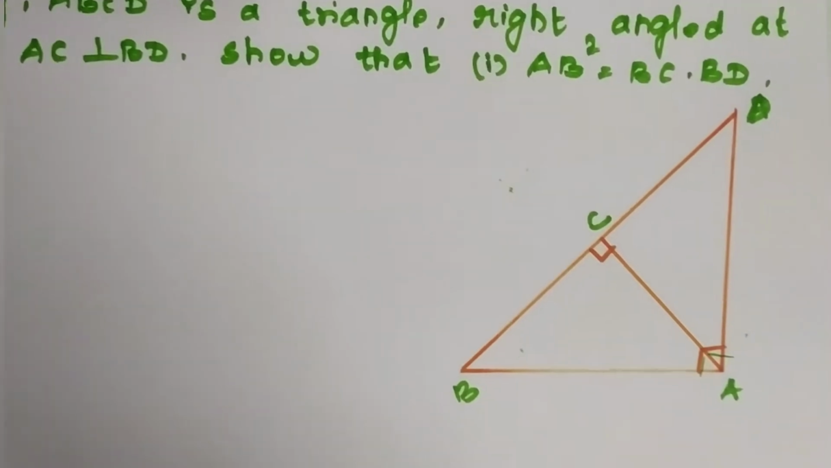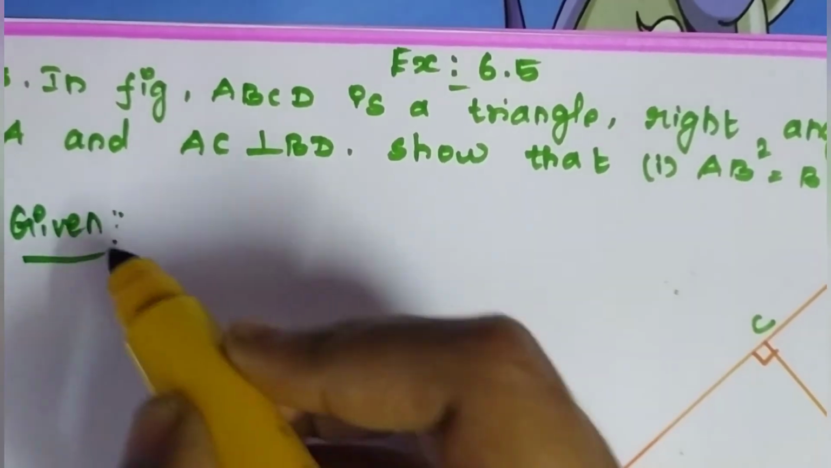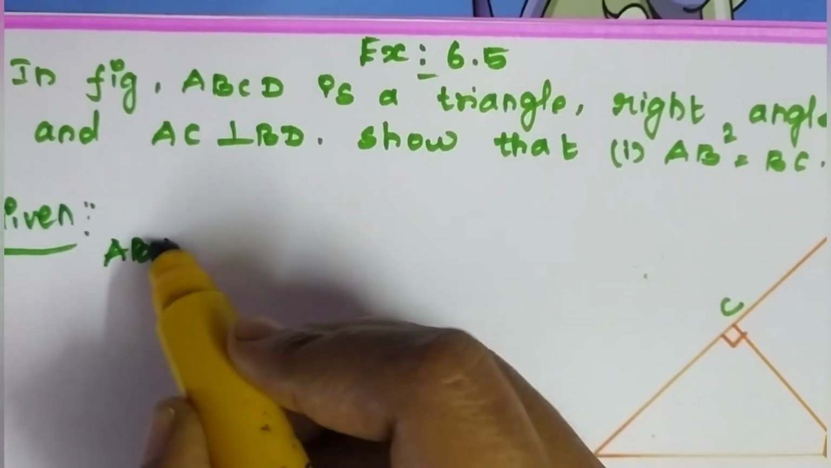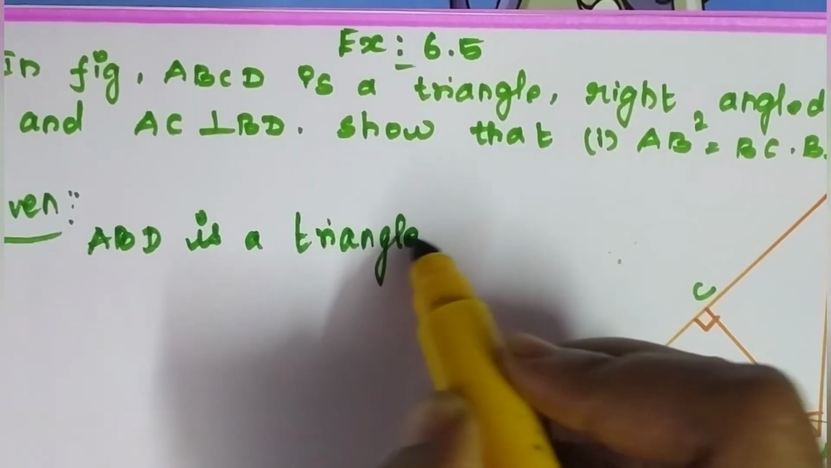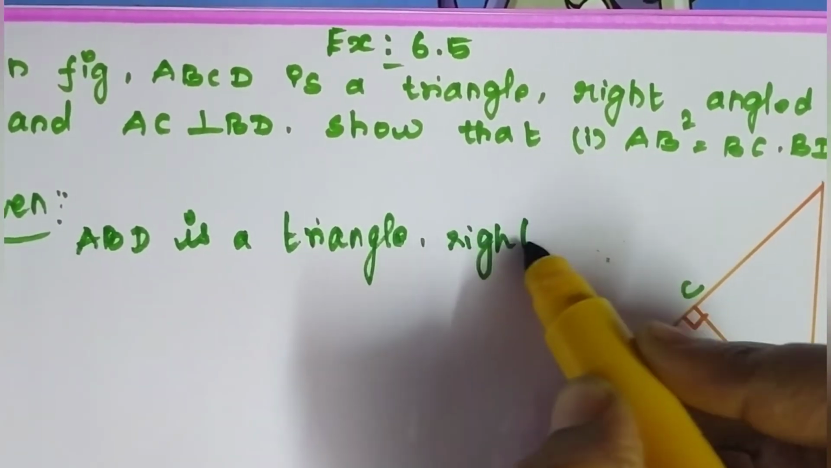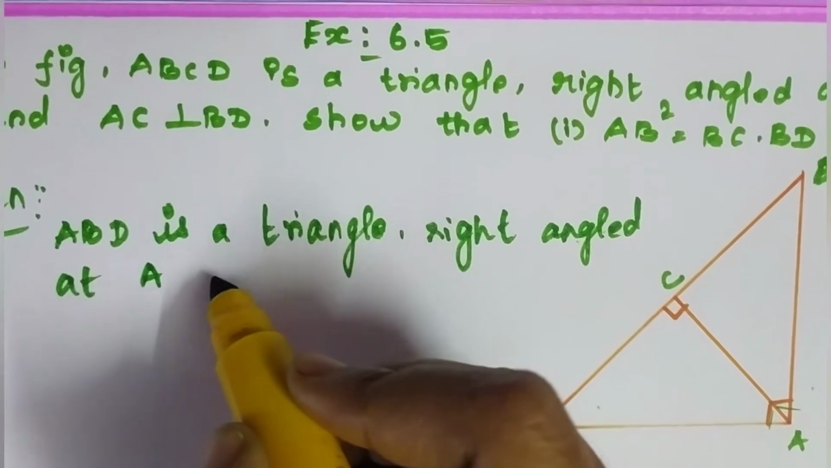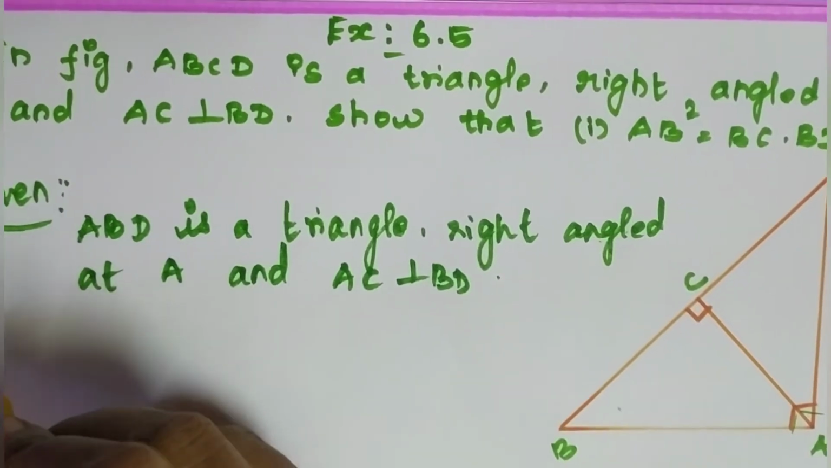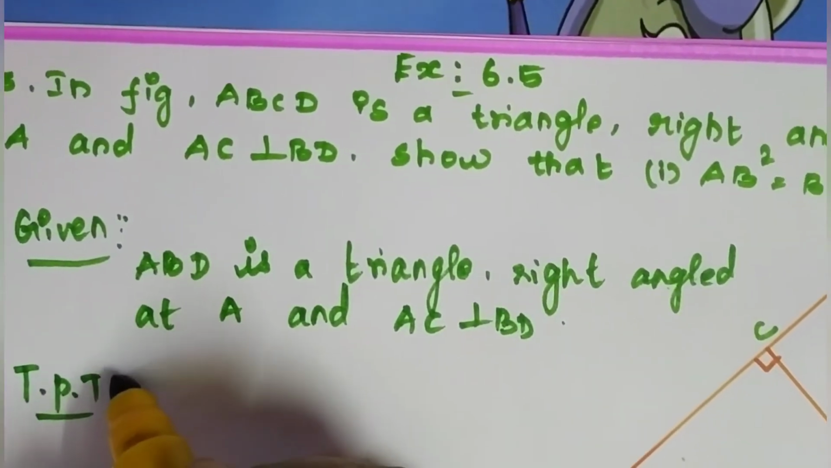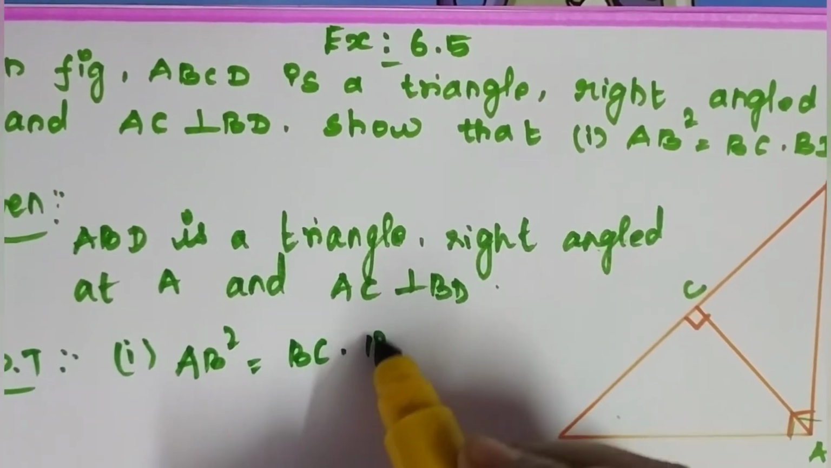Then first we have to write the given. ABD is a triangle right angled at A, and one more thing, AC is perpendicular to BD. Prove that: first one, AB square is equal to BC into BD.